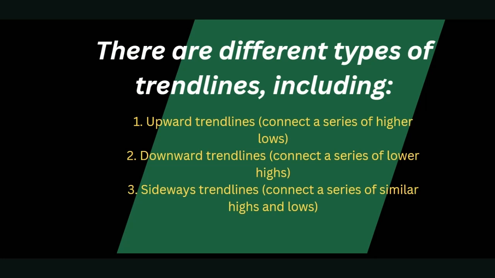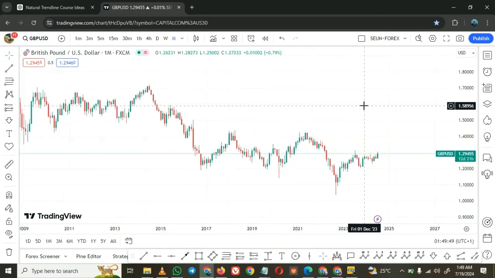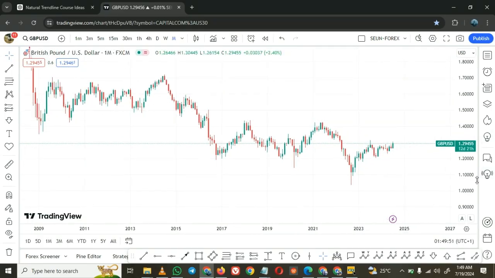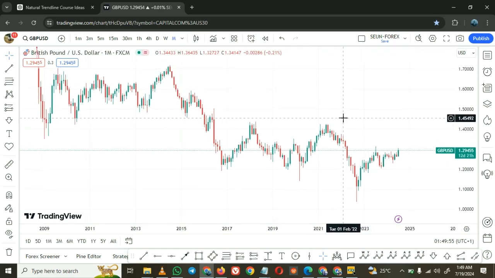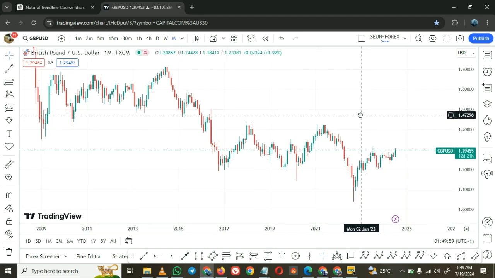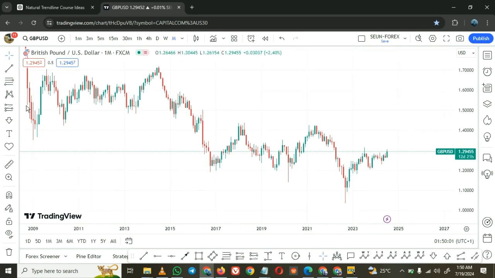Let's go to the live chart to understand what I've been explaining since morning. Welcome back. Now, this is the live chart. This is GBP USD. And how do I plot my trend line? It's as easy as ABC.